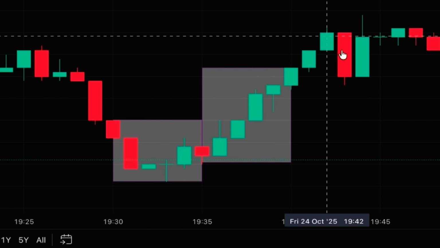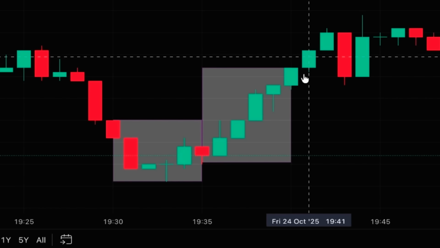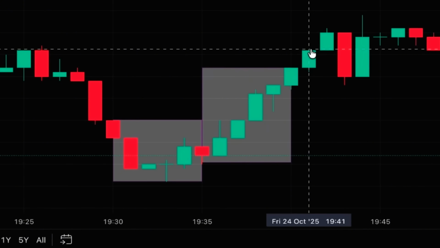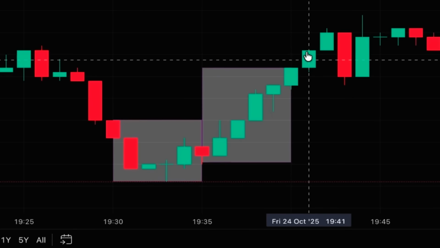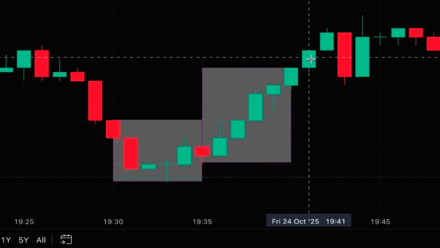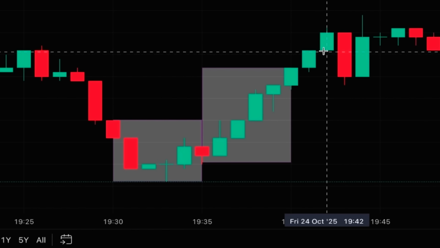In the next 4 candles, 1, 2, 3, 4, if we get a candle closed above the box, we enter a long position. Here you can see that the first candle is closed above the box. So when this candle is closed, the buy signal is confirmed and we can enter a long position at this point when the new candle is opened.